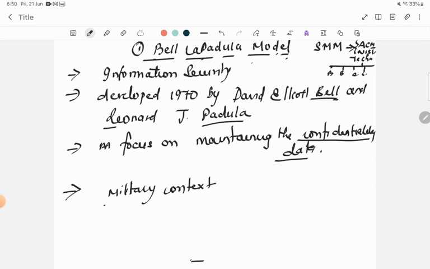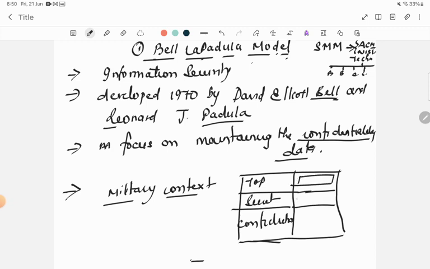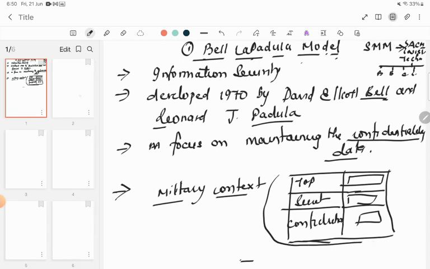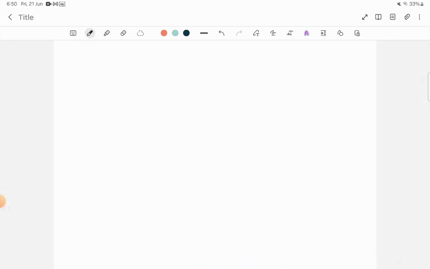Now you may ask how the military is concerned with security management. The military is the most important domain where security is used. In the military, the data is divided into top secret, secret, and confidential data, three categories. Also there are posts, like some people are on a higher post and some on a lower post. For this context, Bell-LaPadula was devised. Now let's talk about some of the topics under Bell-LaPadula, and after this you'll be able to understand the rules.